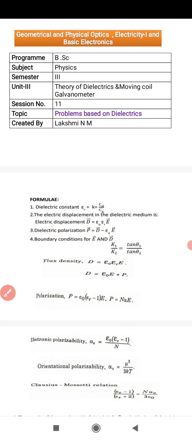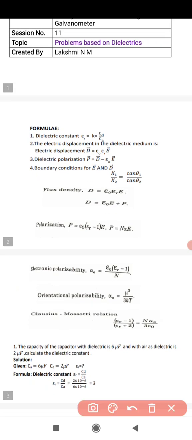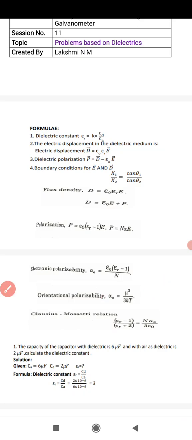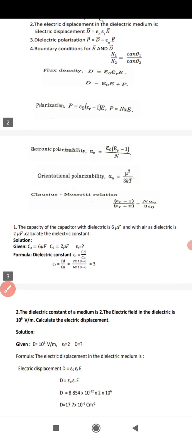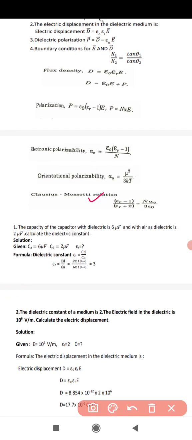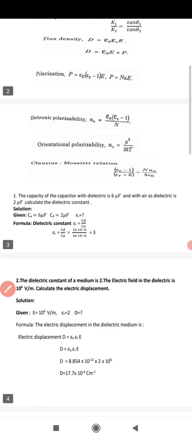Orientation polarization, alpha subscript O, is equal to mu square divided by 3 kT. In the Clausius-Mossotti relation, (epsilon R minus 1) divided by (epsilon R plus 2) is equal to N alpha E divided by 3 epsilon naught. So now we see the first problem.